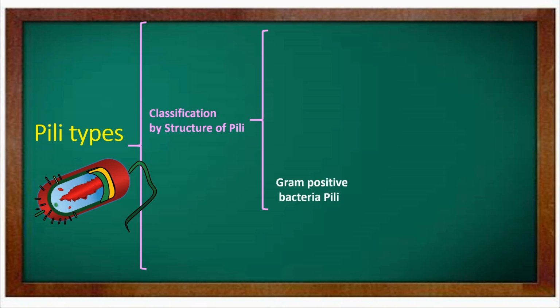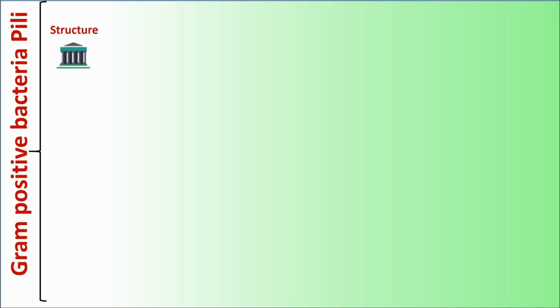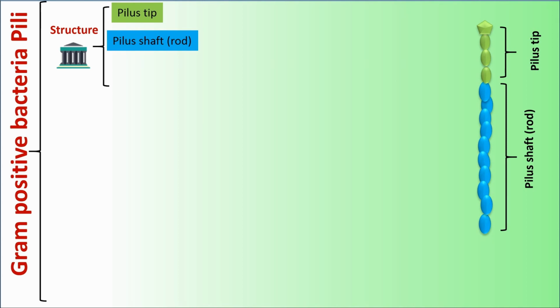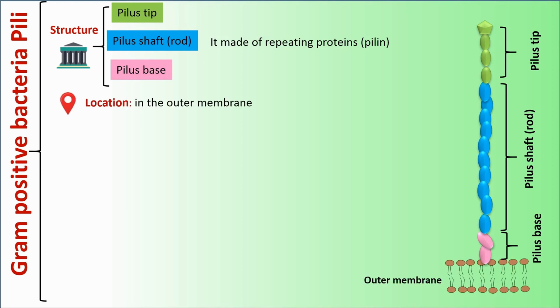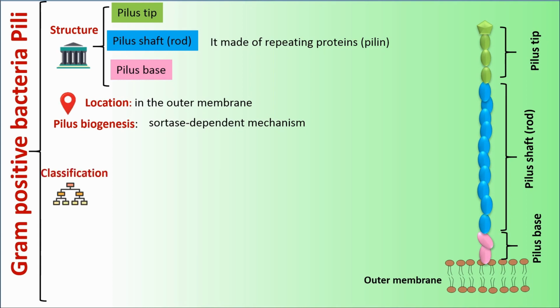gram-positive bacteria pili can be divided into two subgroups, fibrils and pili. Gram-positive bacteria pili. They have three parts in their structure: pilus tip, pilus shaft or rod, it's made of repeating proteins or pilin, and pilus base. They are located in the outer membrane. Gram-positive bacterial pilus biogenesis is by sortase-dependent mechanism.